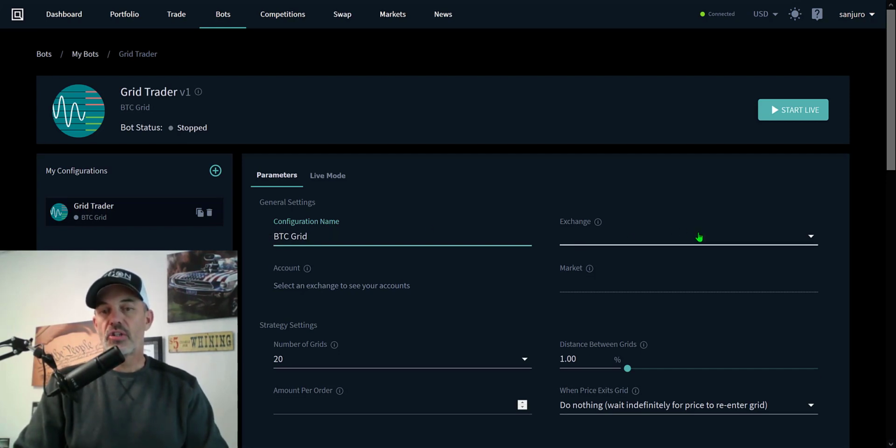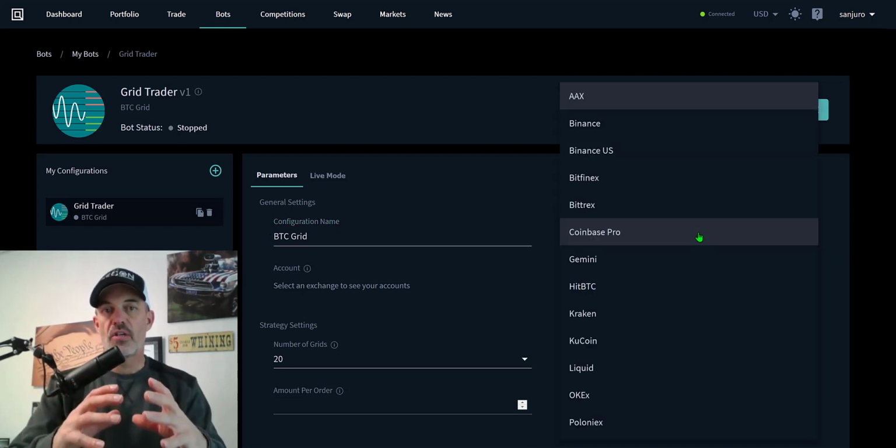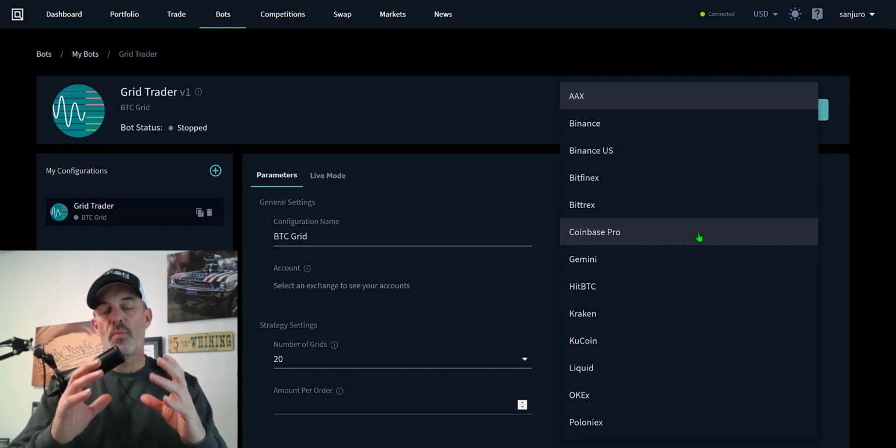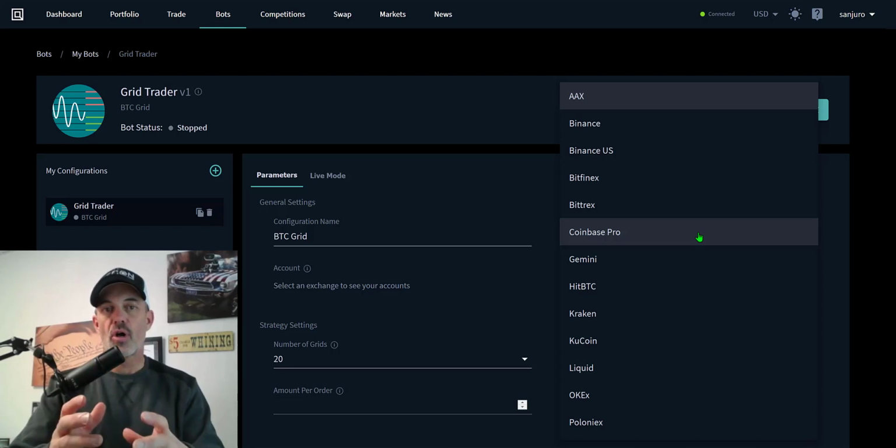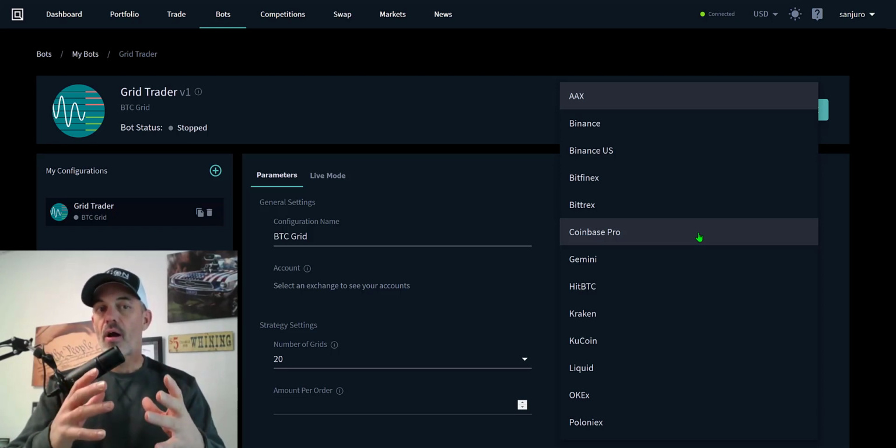And then I need to select an exchange. Now you connect your exchanges to Quadency through API keys. So your money is never actually transferred to Quadency. All they are able to do is to execute trades on your behalf. They cannot withdraw your money. They can't steal your money. I've been trading on Quadency for a while and have had no issues. You just need to connect an API key.